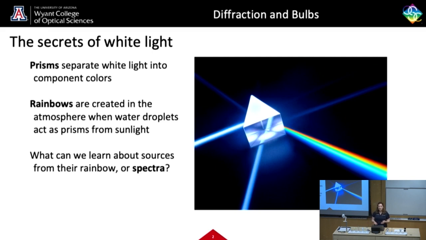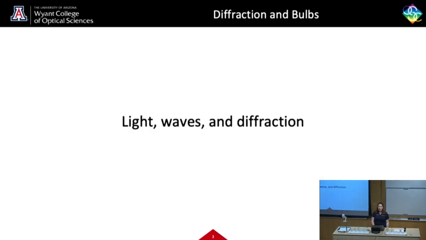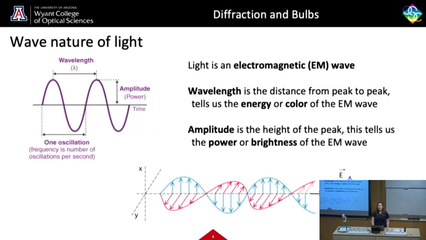So we're interested in learning what else we can learn about light sources from their rainbow or spectra. First, we need to do a small primer on light, waves, and diffraction. One of the things that we know is that light is a wave.